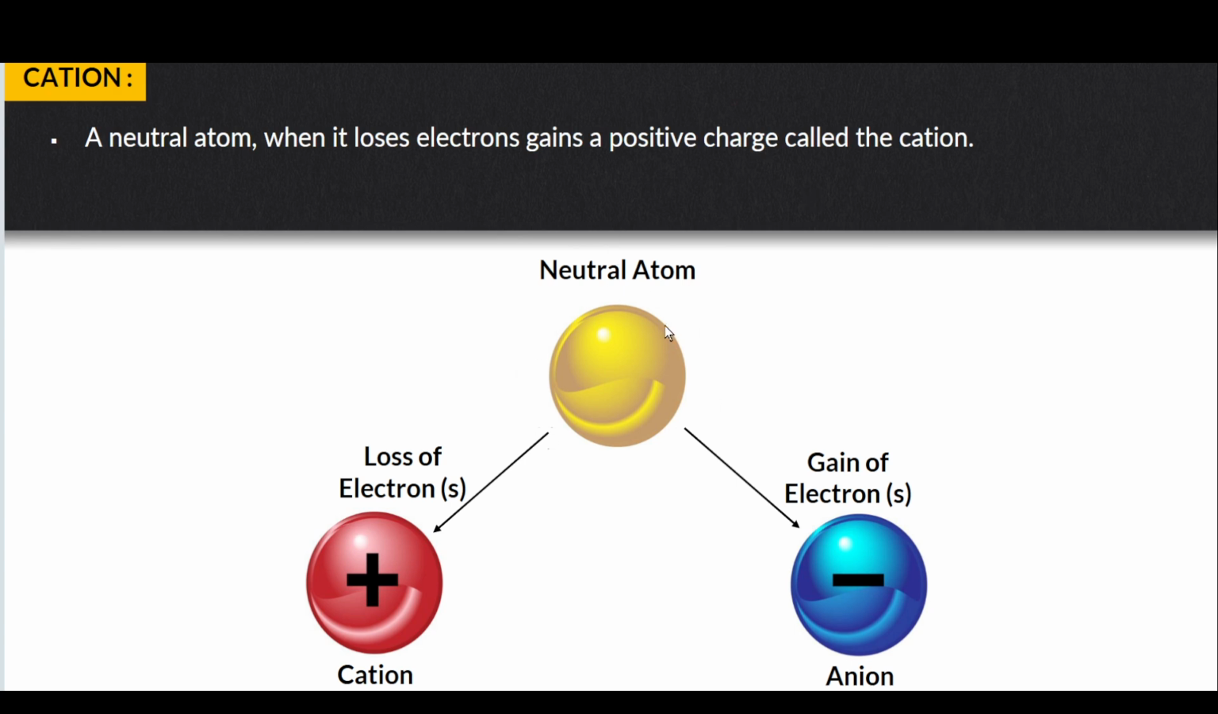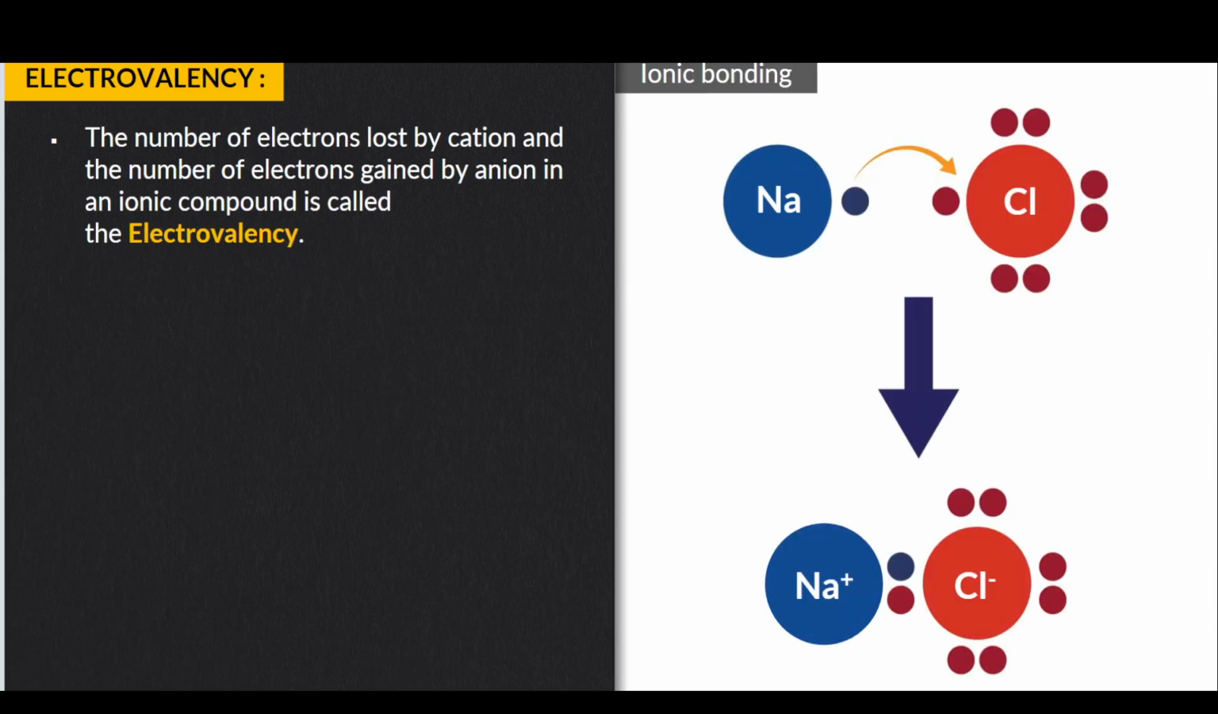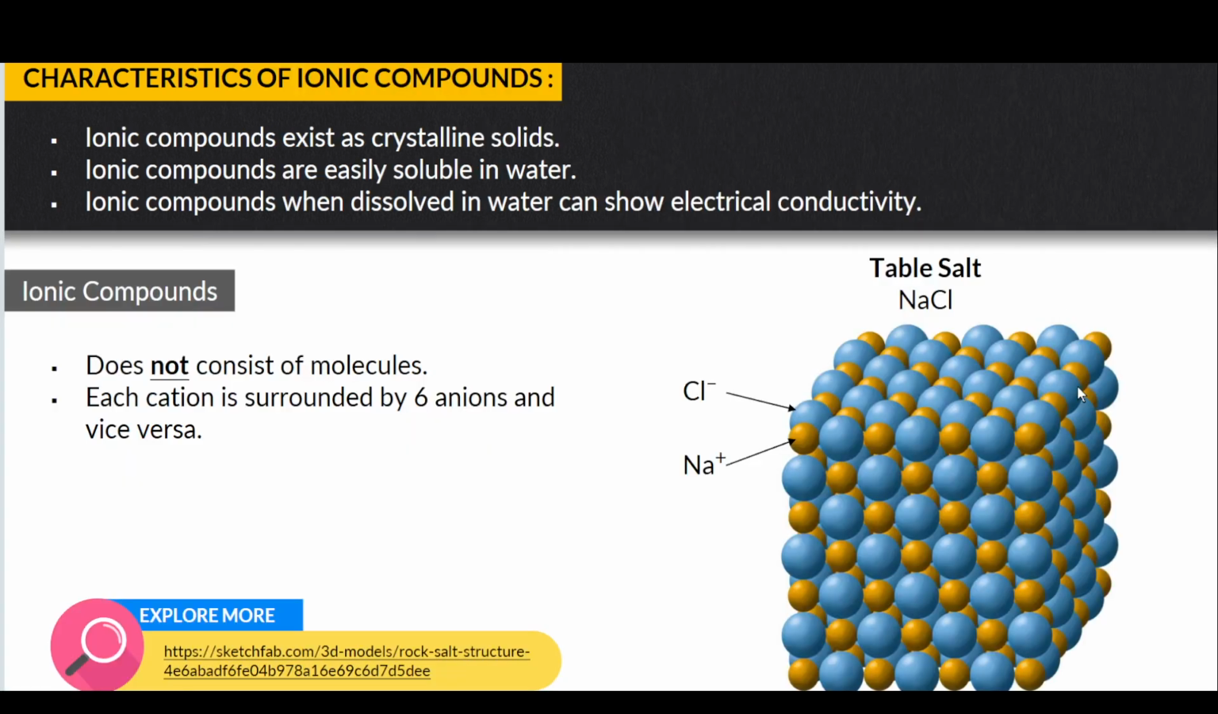So it was a neutral atom first, sodium, like in that example. The one which is losing an electron will become positive, and it is called a cation. The one which is gaining an electron will become negative, and it is called an anion. And that's how they become charged. This is a neutral atom, and as it loses or gains electrons, it becomes an ion. Now it is an ion, okay? Electrovalency: the number of electrons lost by a cation and gained by an anion is called electrovalency. Like sodium is losing one electron, so its valency is one. And chlorine is gaining one, so its valency is one.